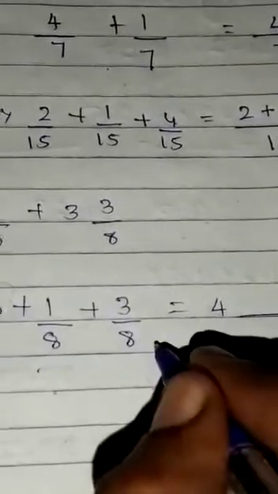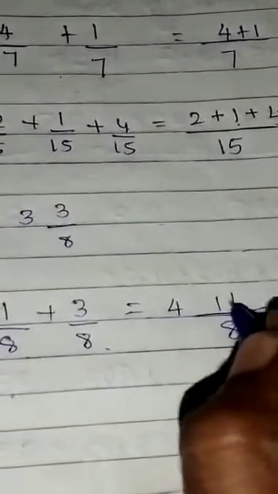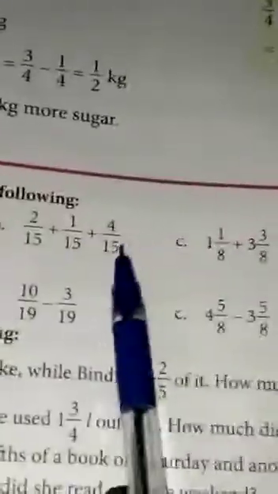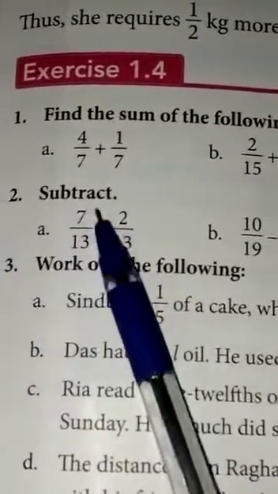Next, we write the denominator the same, 8. 1 plus 3 equals 4. 4 divided by 8. Our answer is 4 and 4 divided by 8. So students, we solved these 3 problems. You have to practice these and solve them yourself in your maths homework book. Next exercise is to subtract.